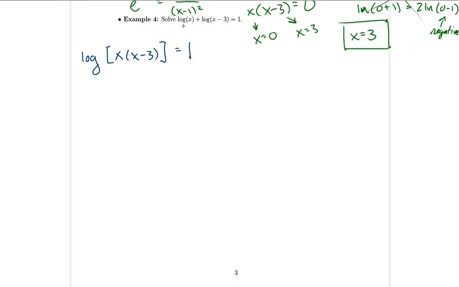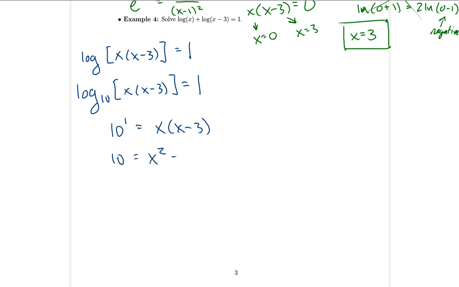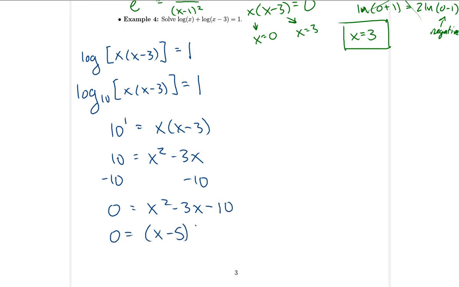And then there's no base written here, but remember that when there's no base written, it really means base 10, right? So this is going to be 10 to the 1 equals x times x minus 3 in exponential form. And so we get another pretty friendly quadratic equation. So x equals 5 and x equals -2.